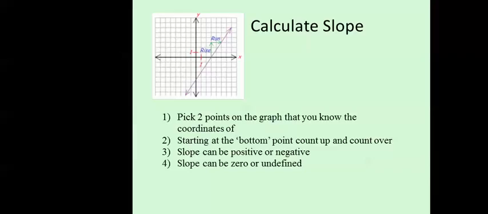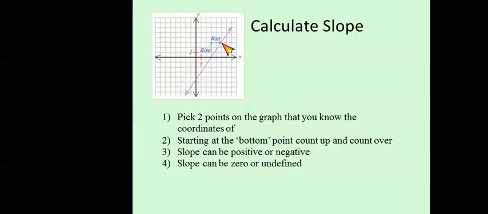To calculate it, looking at a graph, pick 2 points on the graph that you know the coordinates of. It must be points where there's a cross of the graph lines. You don't want to pick some random point that you don't know the coordinates of. Starting at the bottom point of the 2 you picked, count up, rise, count over.